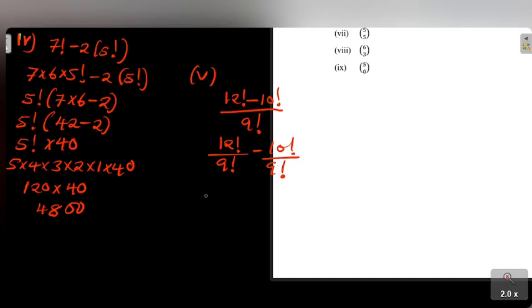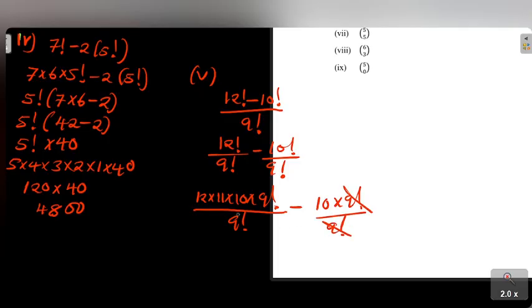So we're going to reduce 12 factorial up to 9. So it will be 12 times 11 times 10 times 9 factorial over 9 factorial, minus, we'll reduce 10 factorial up to 9 factorial, then we are going to divide by 9 factorial. The 9 factorials cancel, and the 9 factorials cancel. We have 12 times 11 times 10, minus a 10.